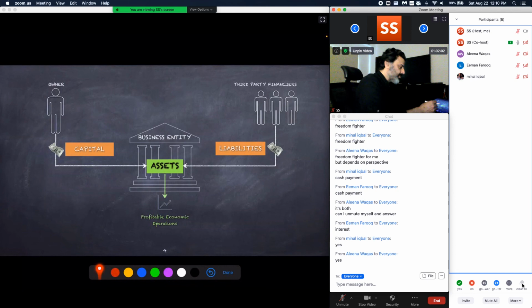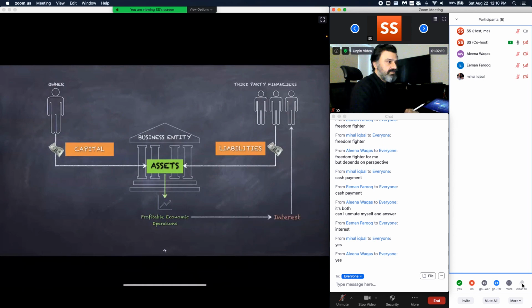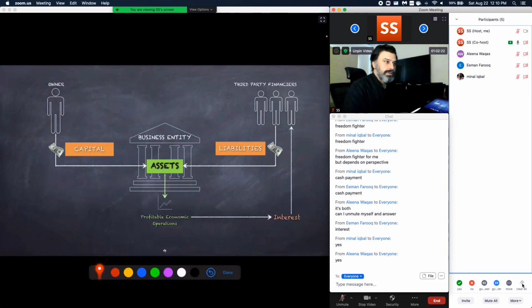So obviously, when you engage your assets in profitable economic operations, you will end up making certain surpluses, and those surpluses have certain claims against them. The first claim is from the third-party financiers who have provided you with these funds. They want something in return, and that is the interest on their loans. Whatever surpluses you make, you will have to pay back interest to the third-party financiers. Agree? Give me a green check mark on the participants window.